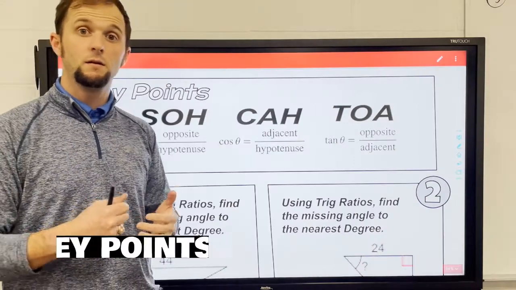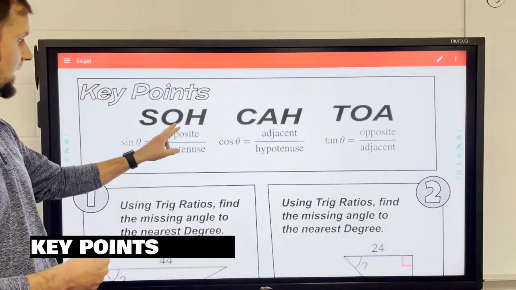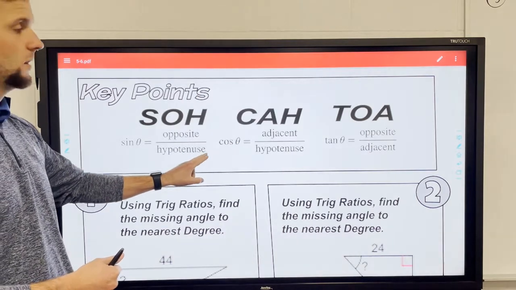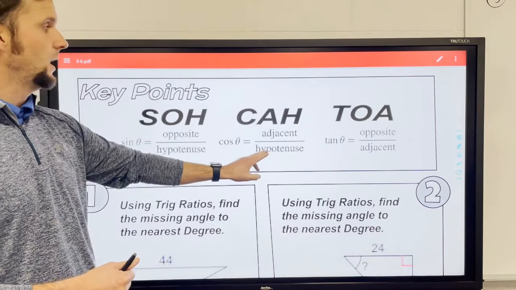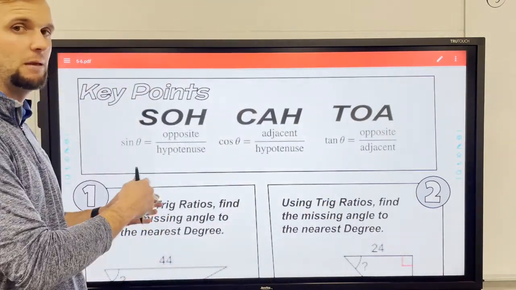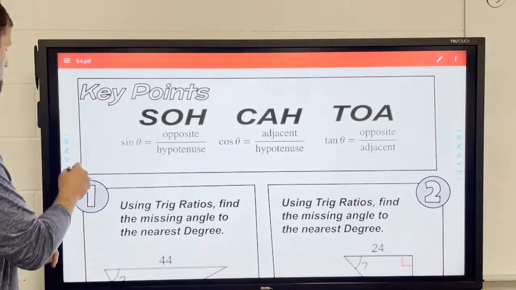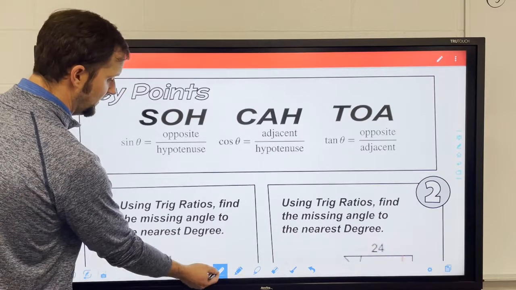Okay, so again, we're going to be using those trig ratios again. So remember, sine is the opposite over the hypotenuse. The cosine is going to be the adjacent over the hypotenuse. And then the tangent is going to be the opposite over the adjacent. So the same information we've been working with. And so today what we're going to be focusing on is finding the angle.